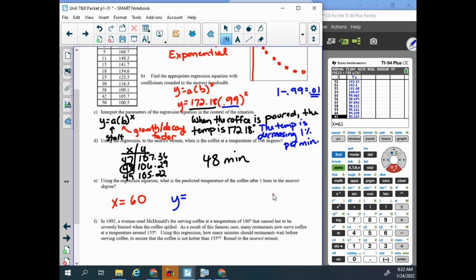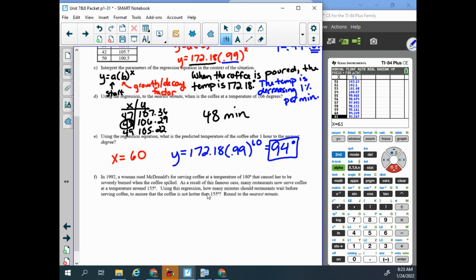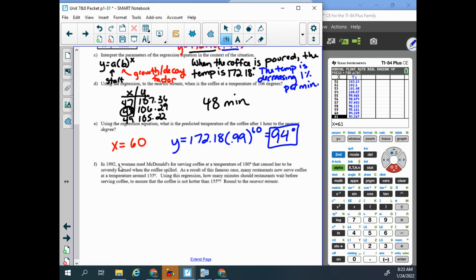I'm going to show it both ways so we can look in the table, but also if I was going to plug this in my calculator, the 60th, I would get that 94 degrees to the nearest degree. The last question, a long time ago, someone sued McDonald's because her coffee was too hot and she burned herself. It says in 1992, a woman sued McDonald's for serving coffee at a temperature of 180 that caused her to be severely burned when the coffee spilled.